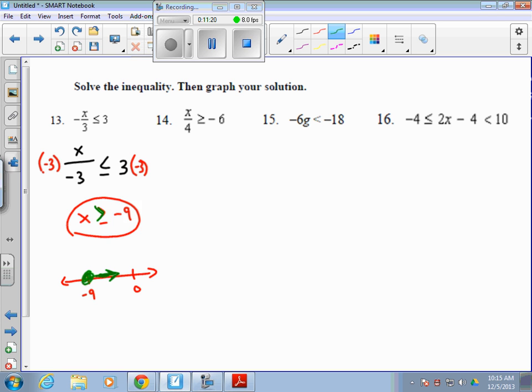That says x divided by 4, just like the last one. Cancel it out by multiplying by 4, but now we're not multiplying both sides by a negative number. So we have x and we have negative 24. Do we reverse the sign or do we leave it?